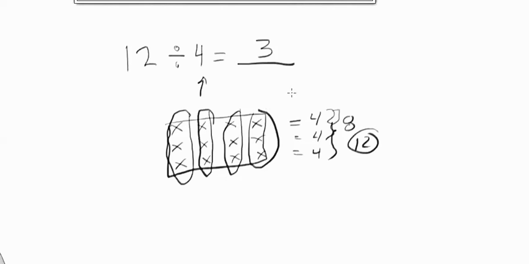Let's do one more. Let's do 18 divided by 3. Our divisor is 3, our dividend is 18, and we are trying to find the quotient. So we need to break up, let's think apples again, 18 apples into 3 baskets. So we're going to start with our divisor. 1, 2, 3. So we have 3.